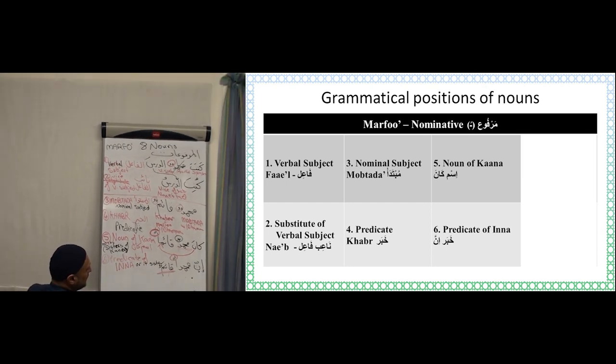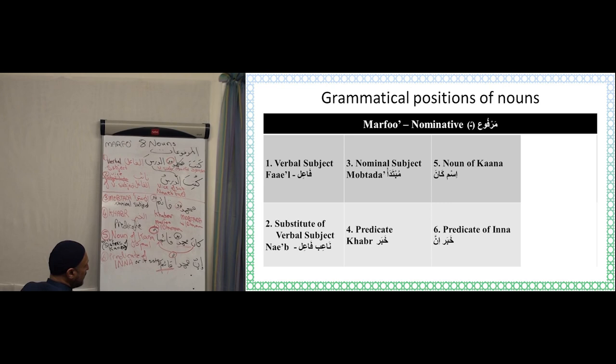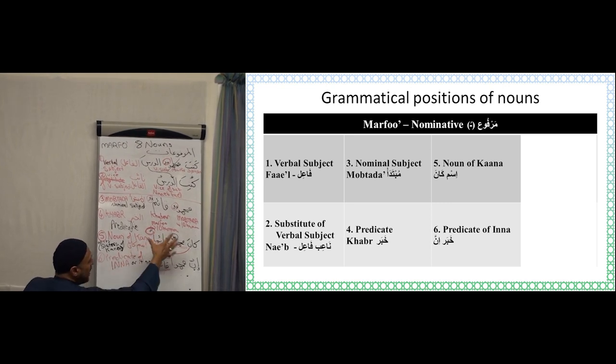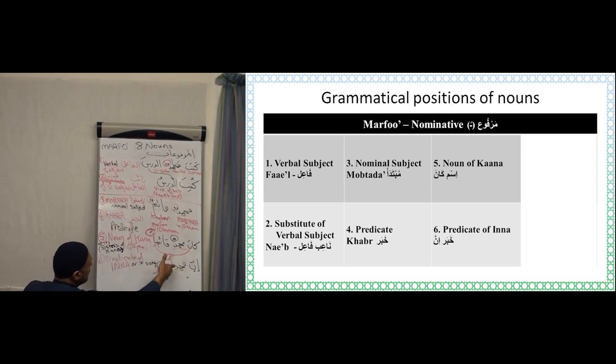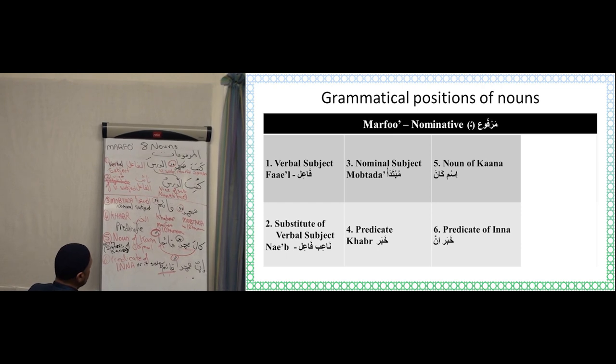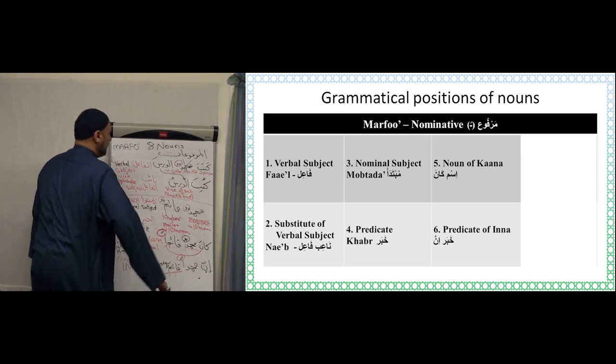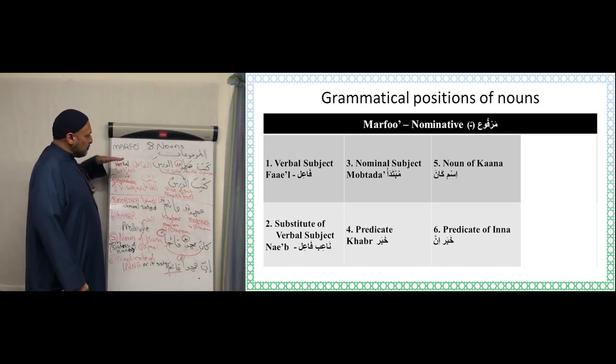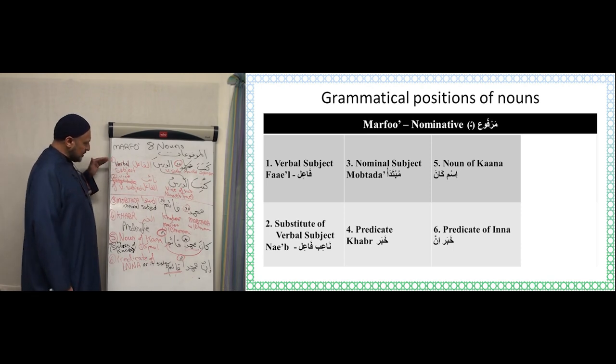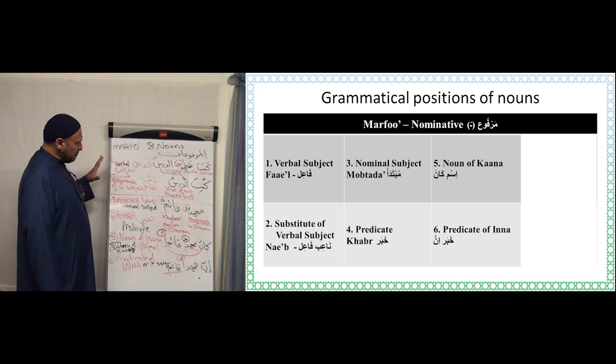So what Inna does is change the husband. What Kana does is change the wife. When Kana changes the wife, the husband is still from the marfu'at. When Inna changes the husband, the wife, the predicate, is still from the marfu'at. So how many are done? Six. Two left. Let's recap quickly, and see if you can memorize until here, because the last two are easy.